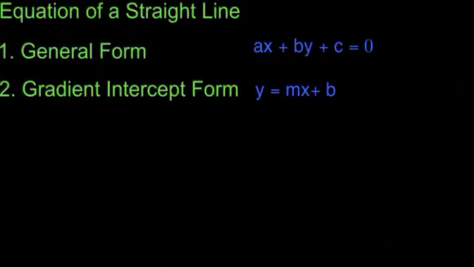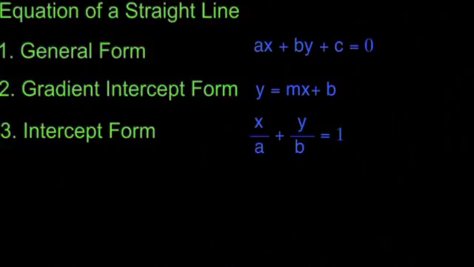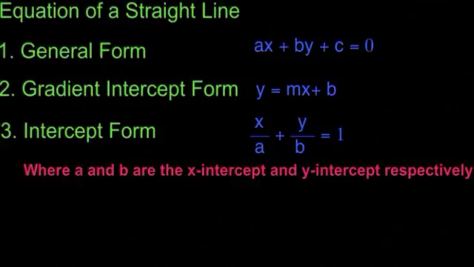Now, the third one is a new version that we won't have seen yet. It's the intercept form. It takes the form of x/a + y/b = 1. And it's important to remember that a and b are the x-intercept and y-intercept respectively. So if you know what a is and you know what b is, and the equation of the line is in this form, then you can tell straight away what the x-intercept and the y-intercept are respectively, which makes it easy to draw the line.